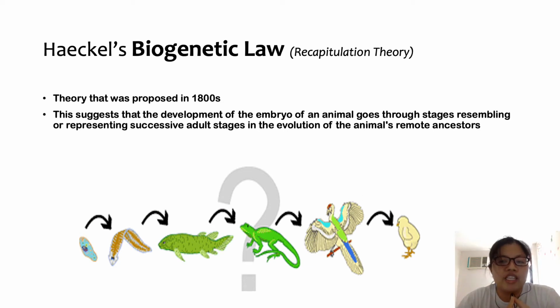Ontogeny only gives us an idea of the ancestry because of the morphological similarities that they may share with their ancestor, and it will not represent the adult stage of its ancestor.